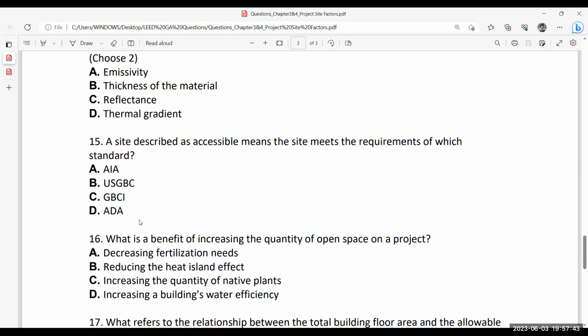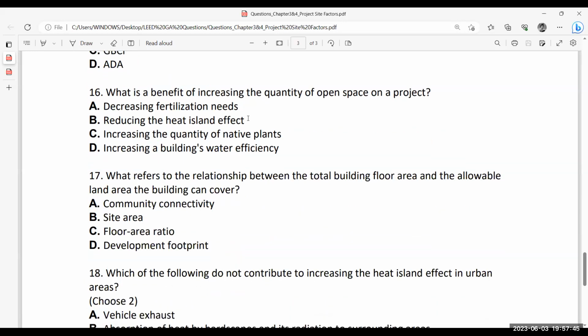Now, question number 16. What is the benefit of increasing the quantity of open space on a project? Again, it's the same question that we have had before. I'm guessing you all would know the answer to this. It's B, reducing the heat island effect, right?